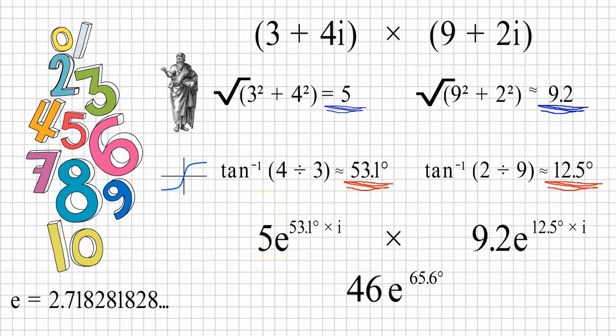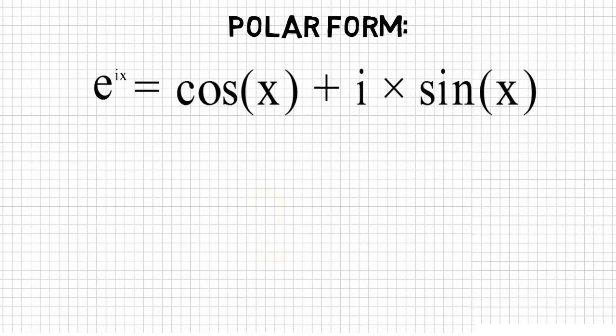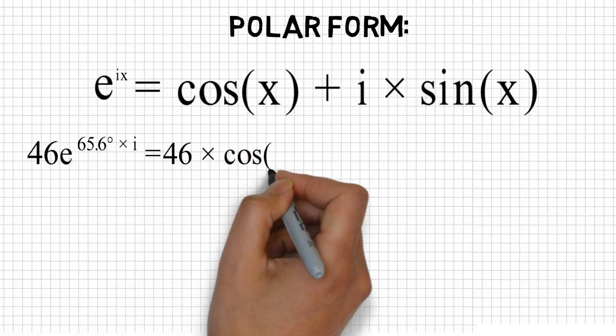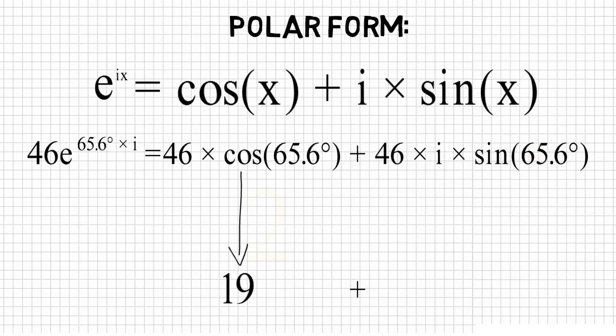We can then use the polar form to convert this back into the Cartesian form and show that the two methods give the same answer. 46 times cosine of 65.6 degrees is equal to 19. And 46 times i times sine of 65.6 degrees is equal to 42i.